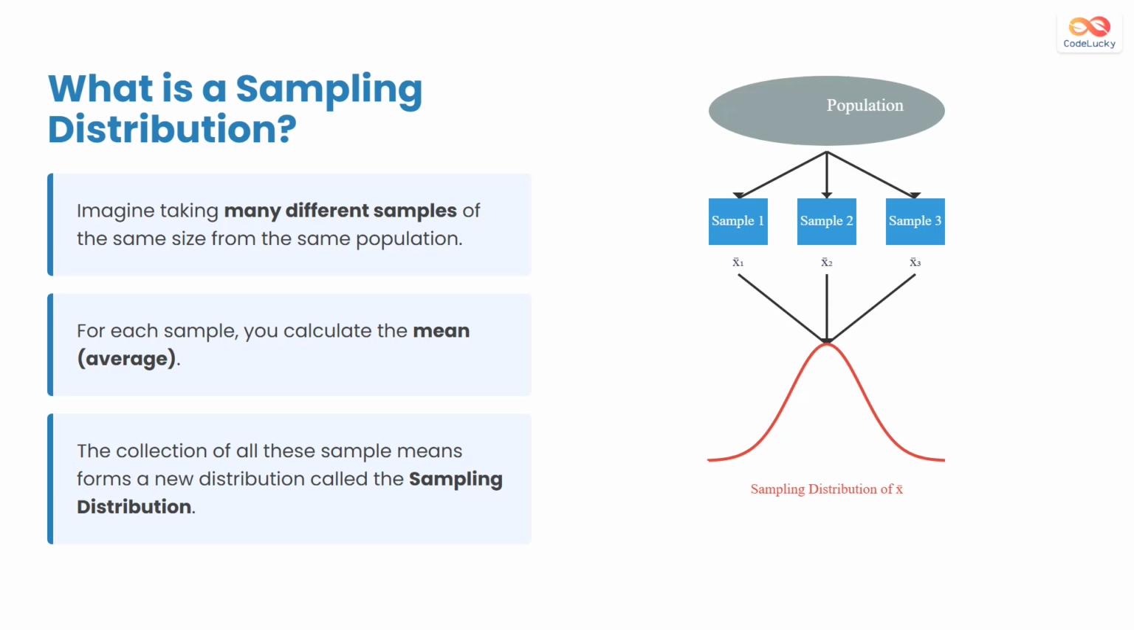Now, imagine a thought experiment. Instead of taking just one sample, imagine taking thousands of different samples of the same size from that population. For every single sample, you calculate an average. If you plotted all those averages on a graph, you would get a new curve called the sampling distribution. This is literally a distribution made up of sample means.